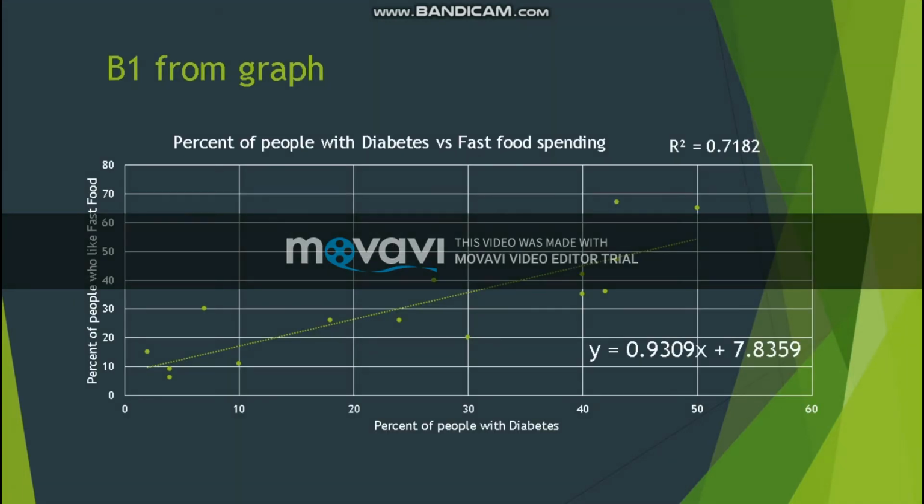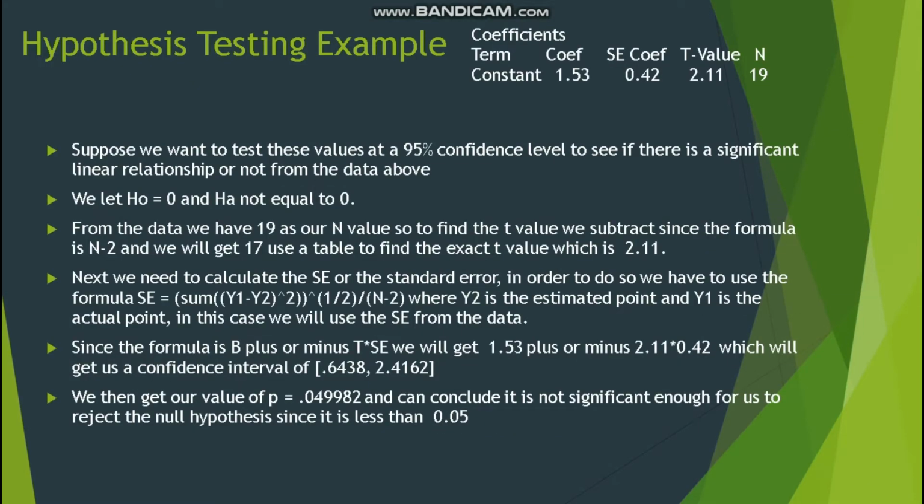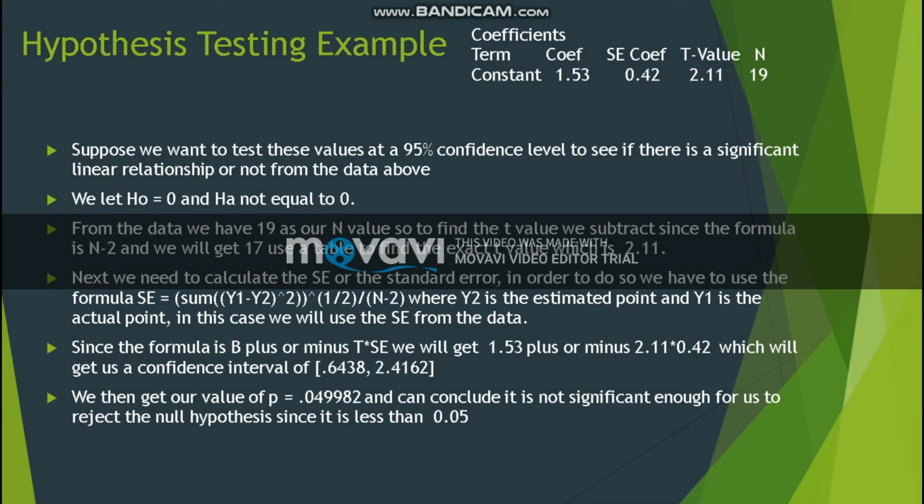Here's an example of how we can observe the slope parameter B1 from the graph. We can see the r-squared value isn't that close to 1, which means that the model can be improved upon. This is another example of hypothesis testing and how we can use the given data to calculate the confidence interval. We can also calculate the p-value in order to test our hypothesis to see if its value is greater than the significance value. If it is less than that, it means that it is not significantly linear.